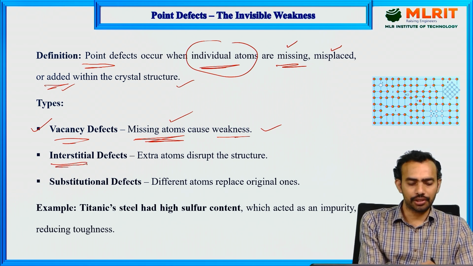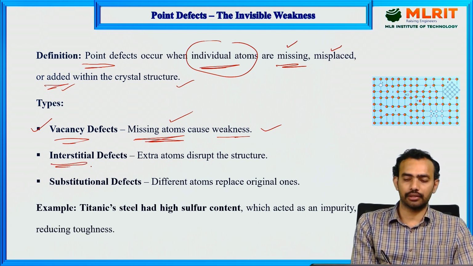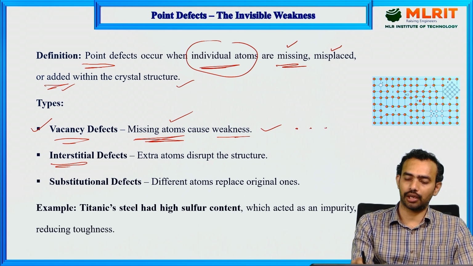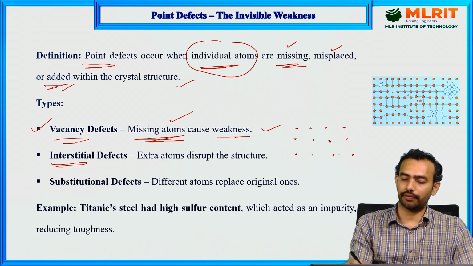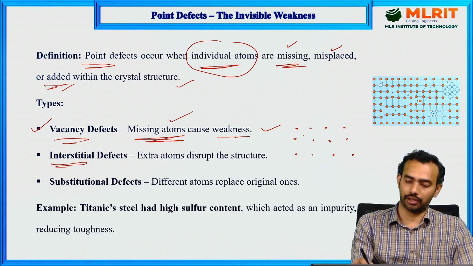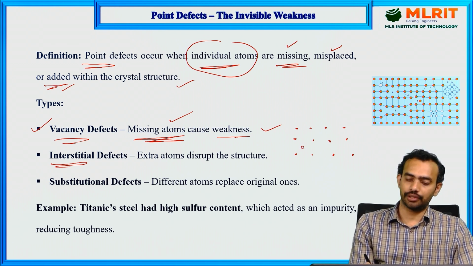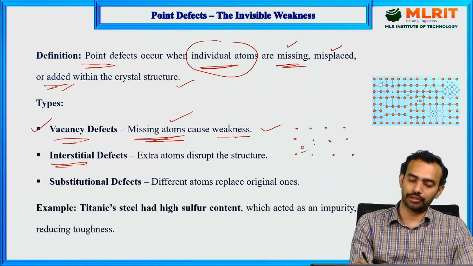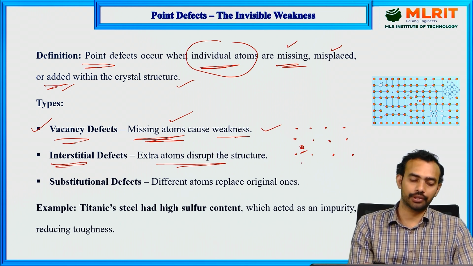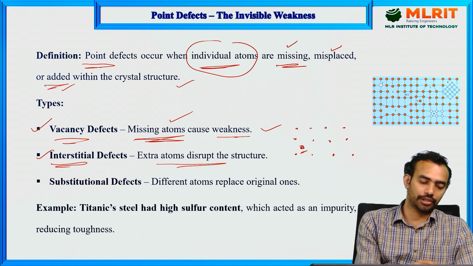Then we have the interstitial defects. You have a perfectly regular arrangement of atoms, something like this. In this regular arrangement of atom positions, if any additional atom is placed in between the spaces of these atoms, such positions are called interstitial sites. The extra atom disrupts the structure by sitting between the spaces of regular atoms, and those defects are called interstitial defects.